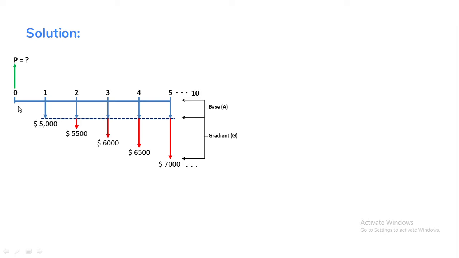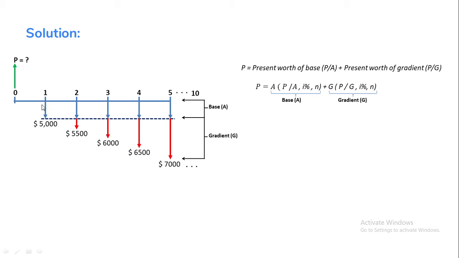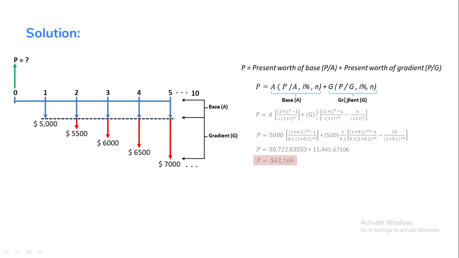So we need to find the present worth for the period of 10 years. Our formula would be P is equal to the present worth of the base, PA, plus the present worth of the gradient, PG. So this will be our formula. For PA, we will use the formula for the uniform series annuity, then added to it, if you want to convert the gradient uniform series, the arithmetic series, into present worth, this will be the formula.